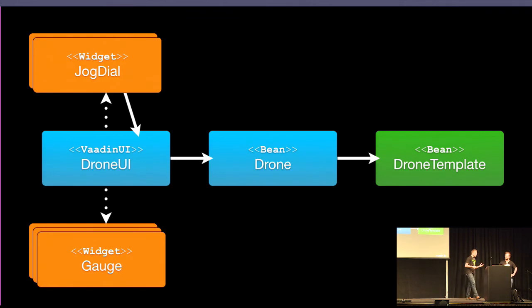Whenever something changes on the browser, we send the events all the way to the Vaadin server-side UI, out of which it travels by the actual drone item, which is the bean, all the way to the drone template. And from there, we create UDP packets, which represent the controls of the drone.